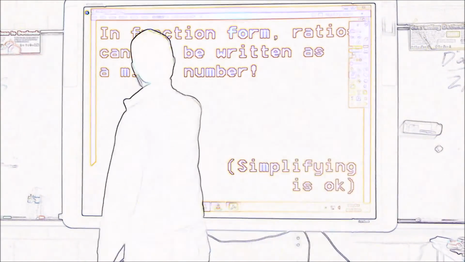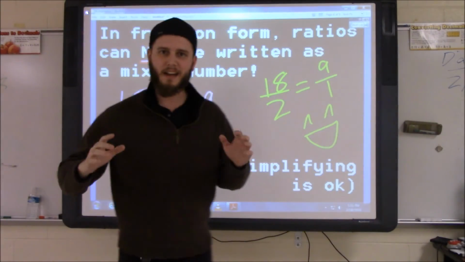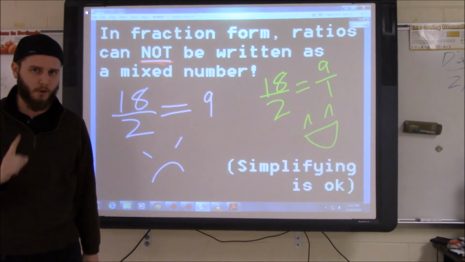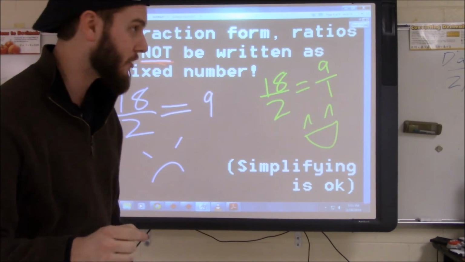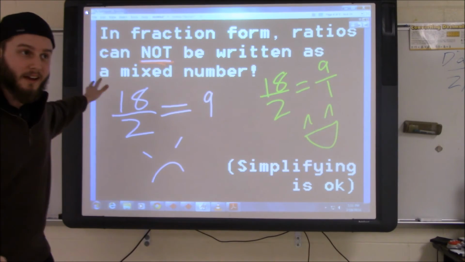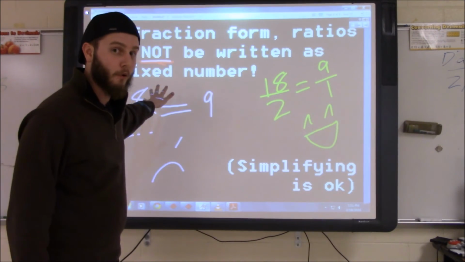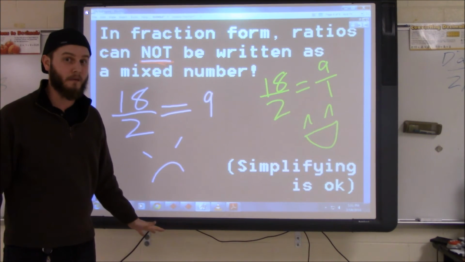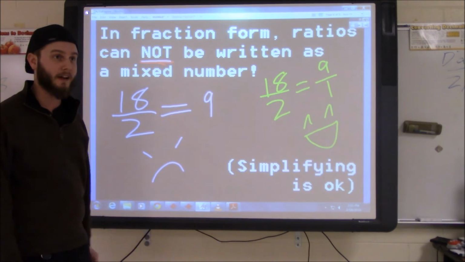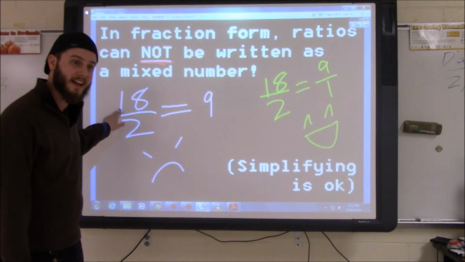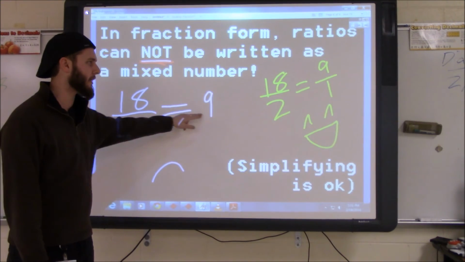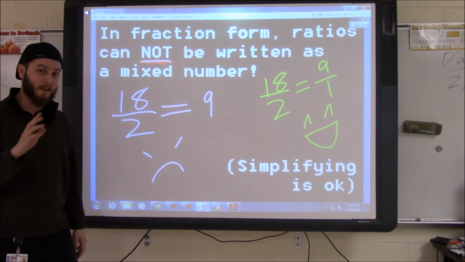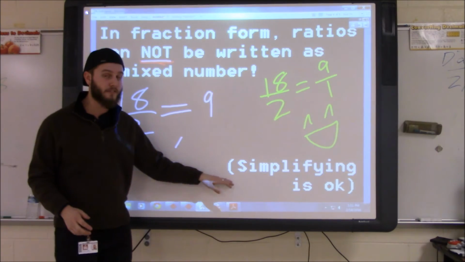In fraction form, ratios cannot, I'll say it one more time just to make sure that you can hear me. If you are writing a ratio in fraction form, you can't write it as a whole number. You just can't. Do not simplify to that point. I cannot take 18 over 2 and turn it into 9. That's a no-no. You don't do that. It doesn't work. On the other hand, simplifying is still okay.